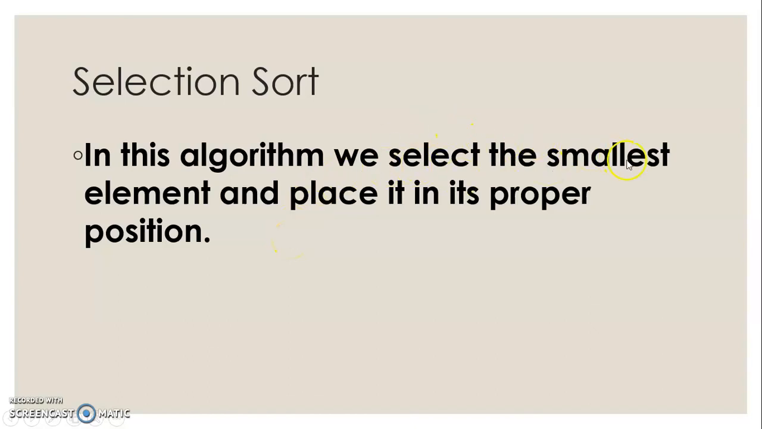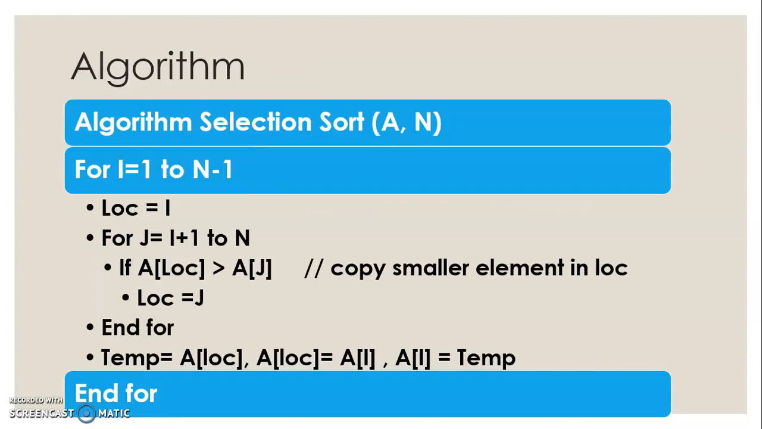As we have discussed, we select the smallest element and place it in its proper position. If we remember this crux of the selection sort, understanding the algorithm will become very easy. So, let us look at the algorithm.